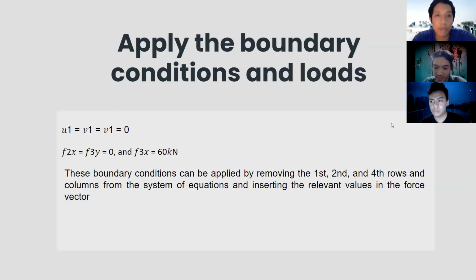And we apply the boundary conditions and loads because we have the fixed support and roll support in point 1 and point 2. So we can apply the boundary conditions. And we also have loads: F2x and F3y equal 0, and we get the load F3x equal to 60 kilonewton. Okay, next.